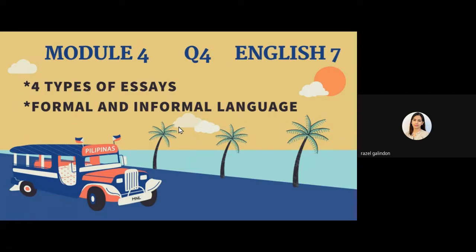And we have now our last module for the learning activity sheet number 4 for the fourth quarter, English 7, where we are going to discuss 4 types of essays and the difference between formal and informal language. Okay, so let's begin with the 4 types of essay.